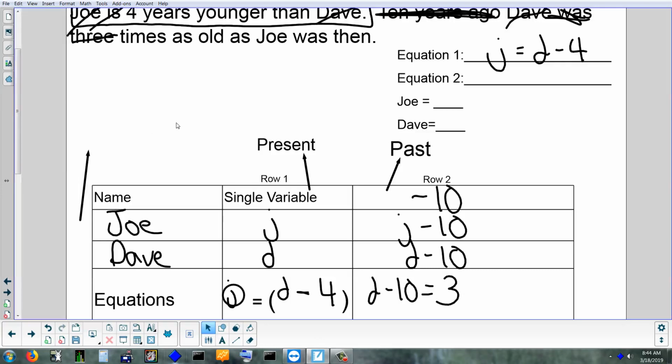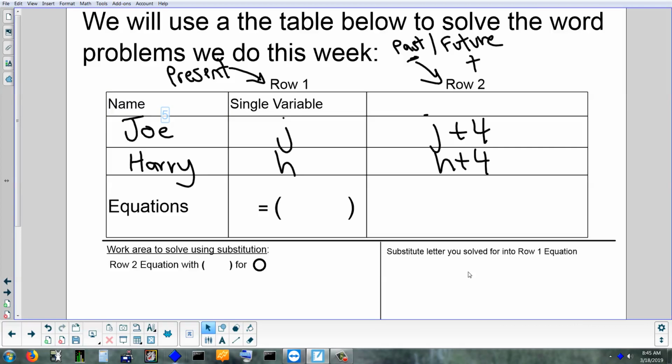Alright, so what am I going to do to represent times? What are some ways I can express multiplication? I could use an X, I could use a dot. What else could I use? Parentheses. I'm going to start my parentheses. It says times. Done.